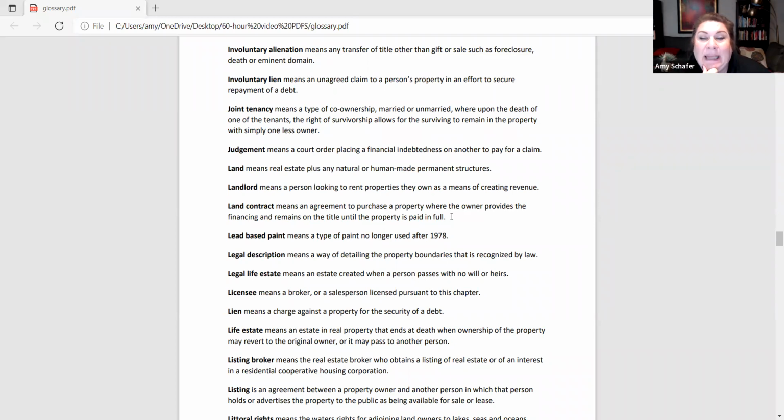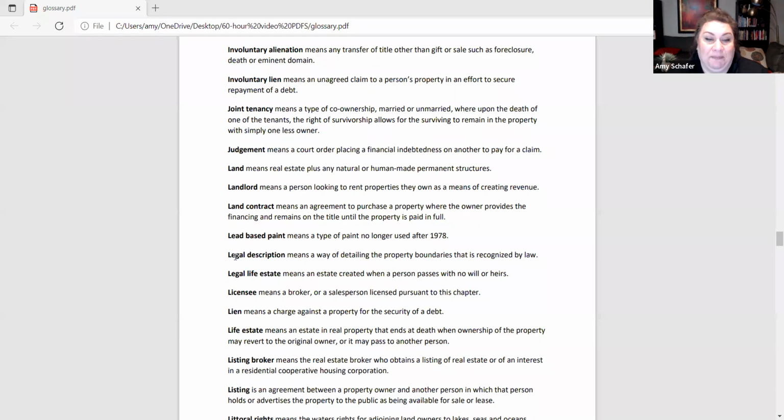Lead-based paint. What is key for you to know, this will come up under property disclosures. You'll have 5 test questions around property disclosures. What comes up with this is you've got to provide a lead-based paint disclosure for any property built prior to 1978. Prior to 1978.